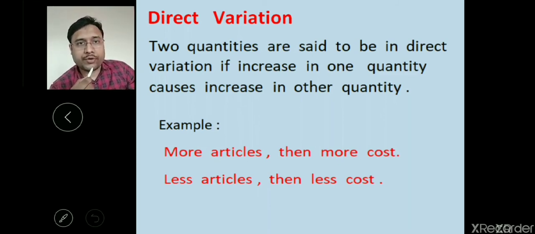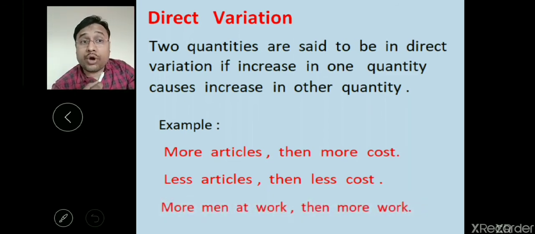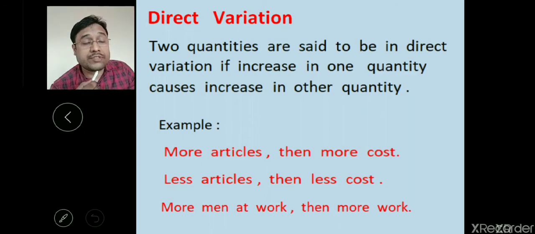If the question is asking for the number of articles, or if it is asking for the cost, we use the same rule. We can also use it for work: if more men are employed, more men are working, then they will obviously do more work. So more men at work means more work done, and fewer men means less work. Here the efficiency of each man is equal. Just try to understand that; don't think that one man is working less or more.